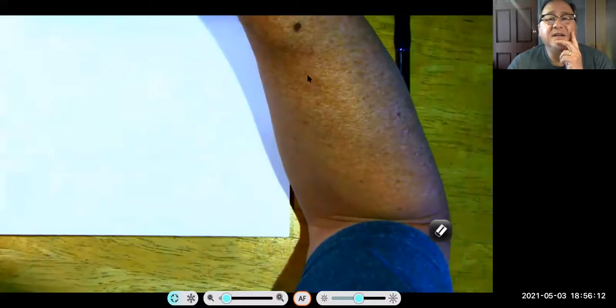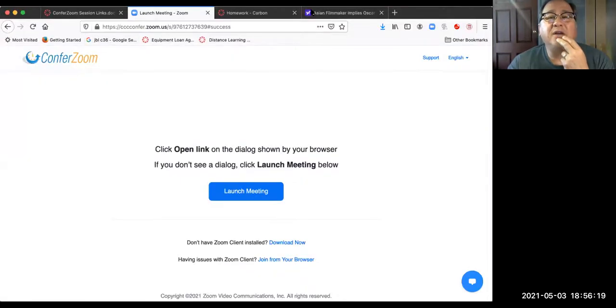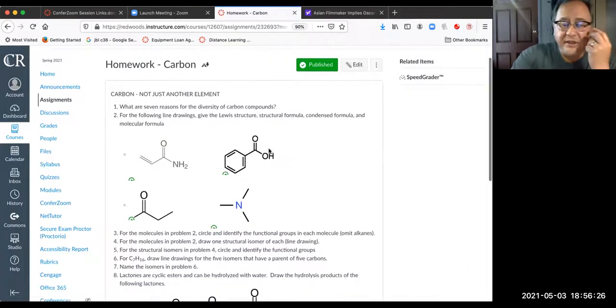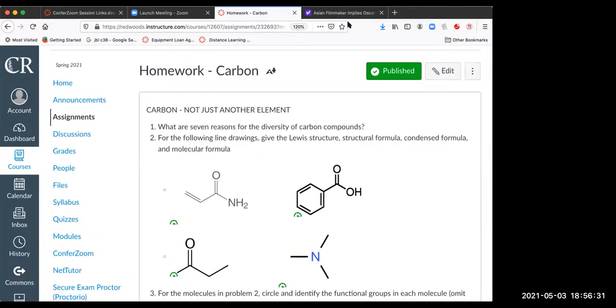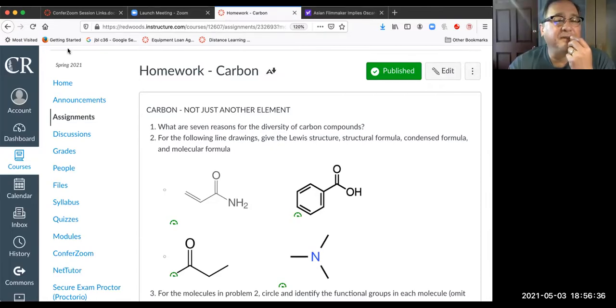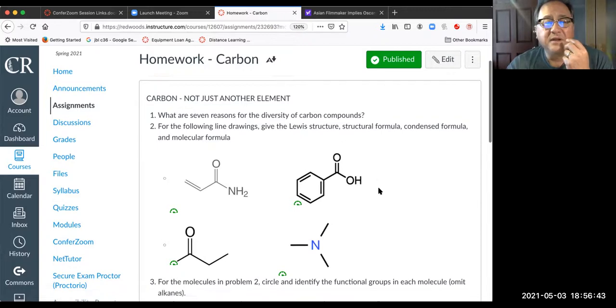Okay, so I'm going to do a new share here. I'm going to try and open up the homework if I can. There we go. Can you see the homework? Yeah. Okay, I'm making a few adjustments here. I muted myself, probably better for you.